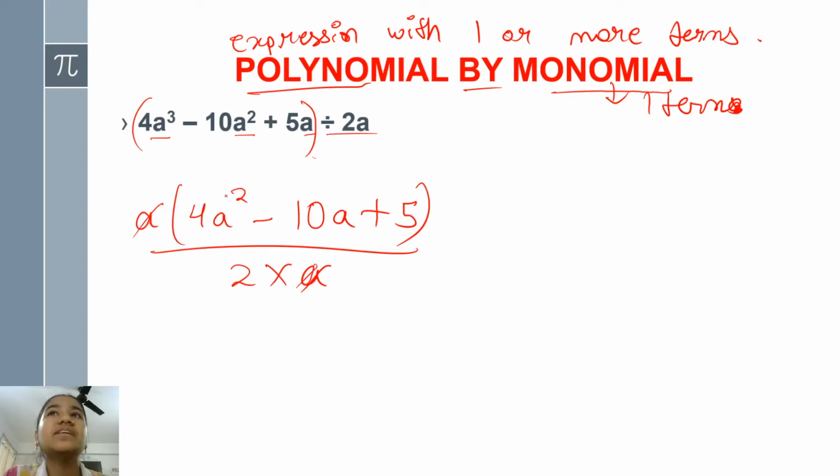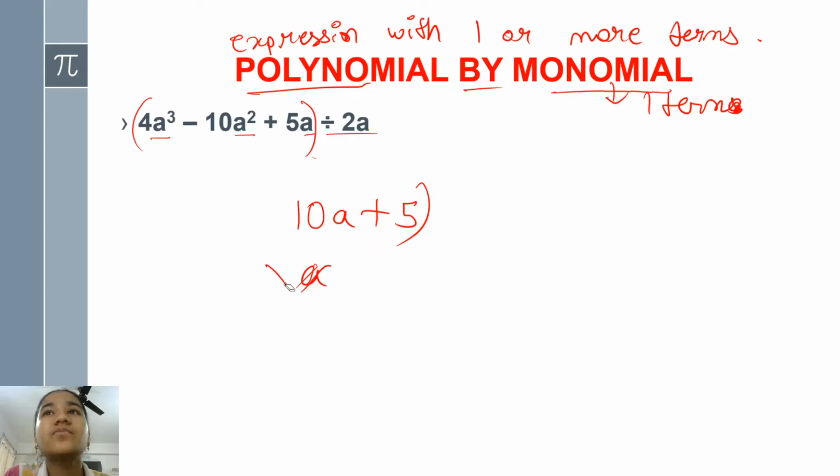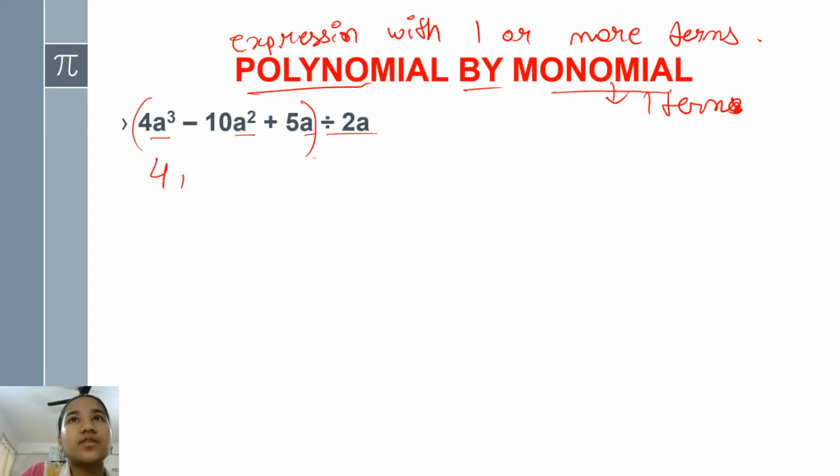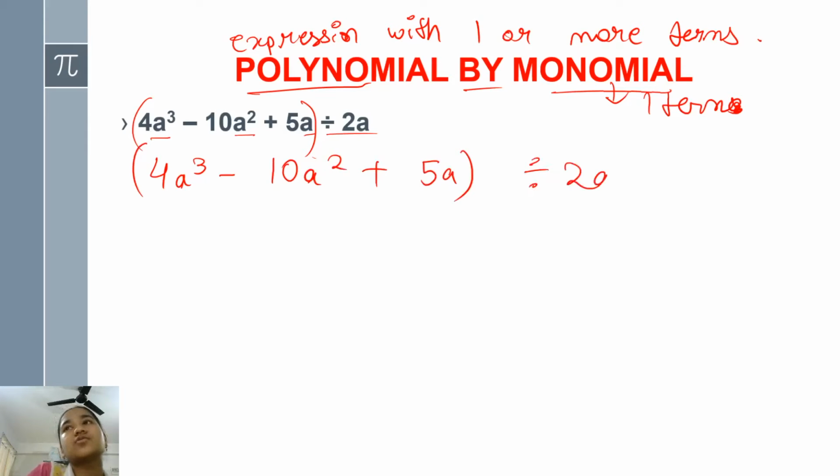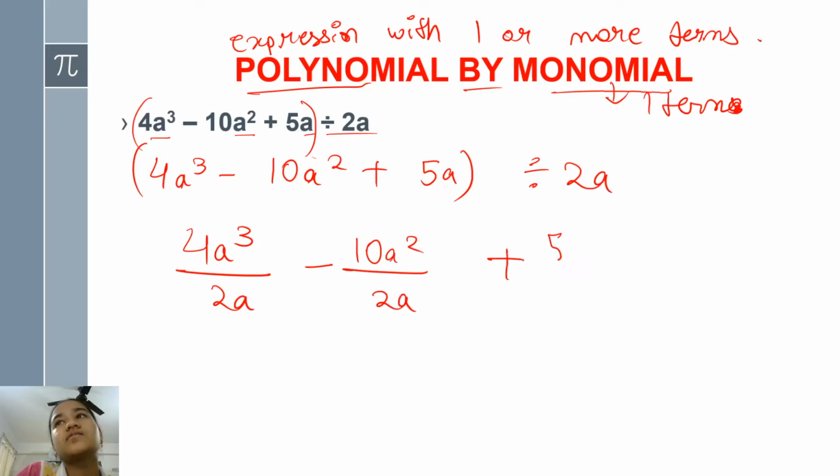Do you know that there is one more method to solve this, apart from the common factor method? First, let me teach you that method. We can write this. Let me copy down the question one more time: 4a cube minus 10a square plus 5a divided by 2a. So what you can do is take each term divided by 2a: 4a cube by 2a, minus 10a square by 2a, plus 5a by 2a. This you can do for each term when it's polynomial by monomial.